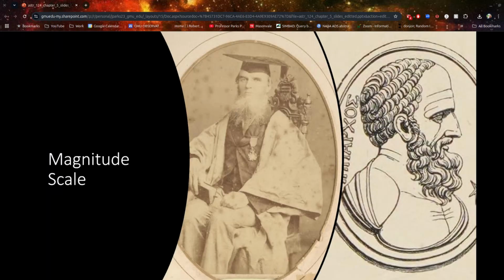So before we go any further, we have to talk about the magnitude scale. I've been talking generally about the brightnesses of things, the fluxes of things. So what do we actually measure at our telescope, or how do we quantify it at our telescope? Well, we have two gentlemen to thank for this. On the right, you see, I guess, an engraving of the Greek Hipparchus. He was the one who developed the magnitude system.